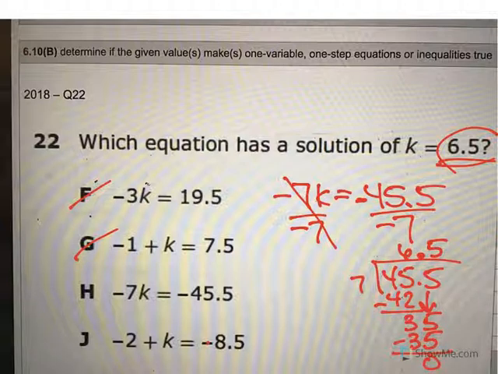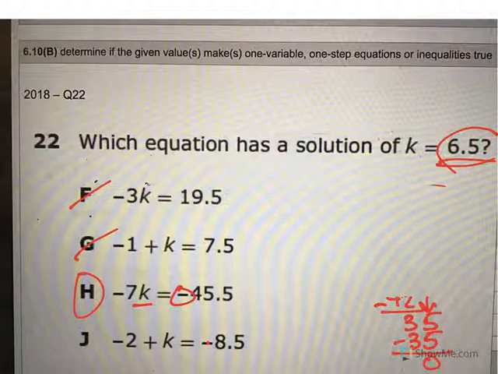So our answer is H, because if I plugged a positive 6.5 into this equation, 6.5 times negative 7, a positive times a negative, is a negative, works out, and 6.5 times 7 is 45.5, so our answer is H. But, I'm old, I make mistakes. Let's just go ahead and check J really fast, just to make sure I didn't make a mistake.